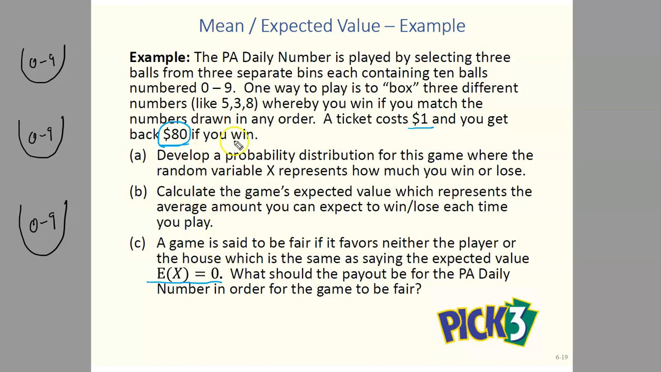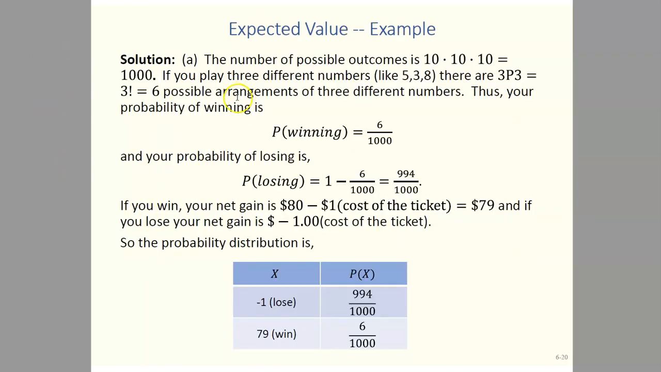As we'll see, the expected value for this game is not 0, it's actually negative. So the game favors the state of Pennsylvania. It does not favor the player. That's to be expected because after all, Pennsylvania wouldn't have a lottery if it was losing money. So all lotteries have a negative expected value from the player's point of view. So here's how we set this problem up.